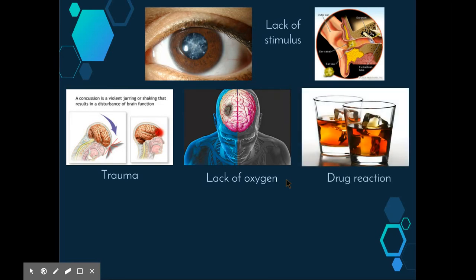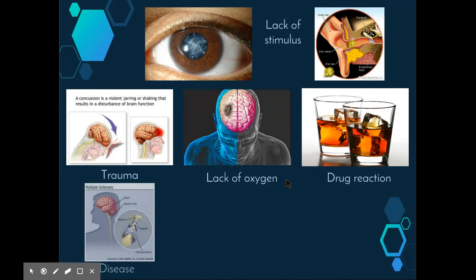Illegal or legal drug reactions, such as alcohol, anesthetic, or sedatives. Obviously, anesthetic and sedatives have a short-term effect on the brain. However, overuse of these things, and alcohol in particular, can cause long-term problems when it comes to the brain and the interpretation of messages. Disease: pathological or infectious diseases, genetic diseases that are passed from generation to generation, congenital diseases, so those that individuals are born with, or autoimmune diseases where the body's own immune system attacks their own cells.